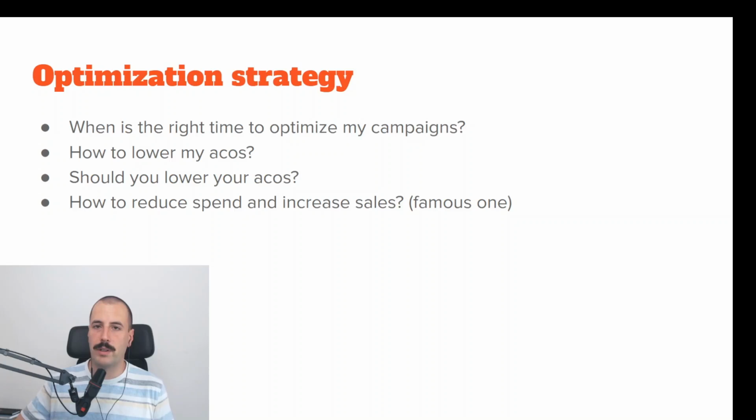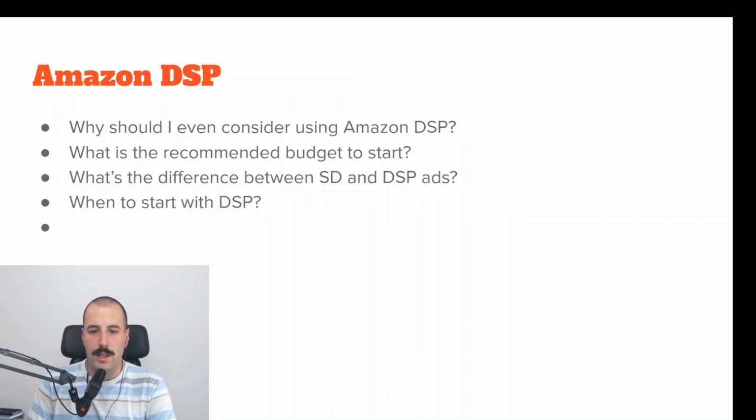And by growing organic ranks, lowering your ACoS comes as a result of that. So not by optimizing campaigns to the fullest. So keep that in mind. Always grow your organic ranks. I kind of tied all the three last questions into the same answer. So how to reduce spend and increase sales? That's growing your organic rank and eliminating the waste.